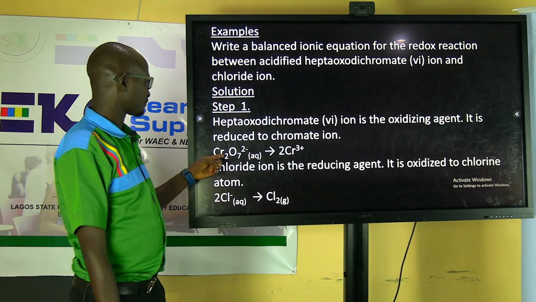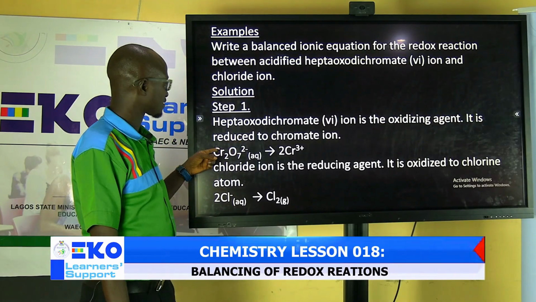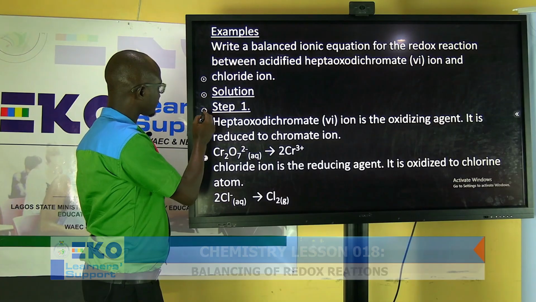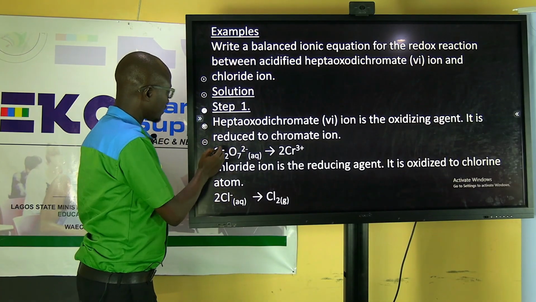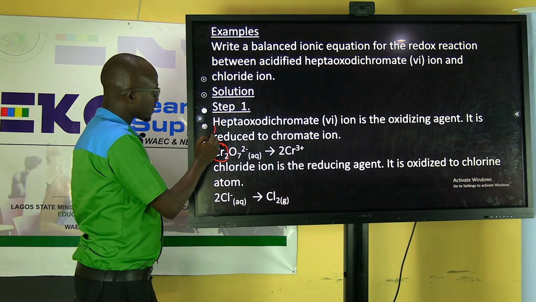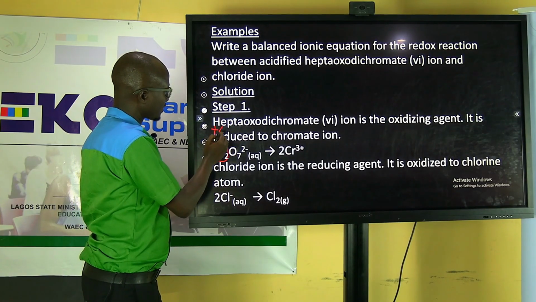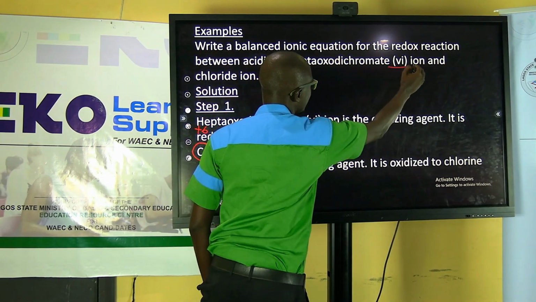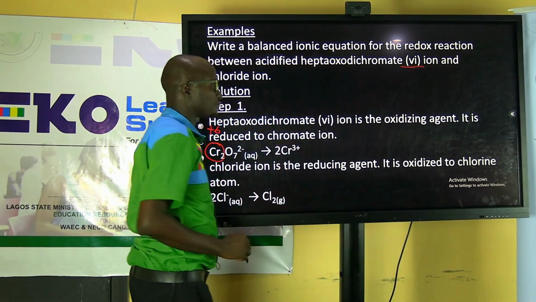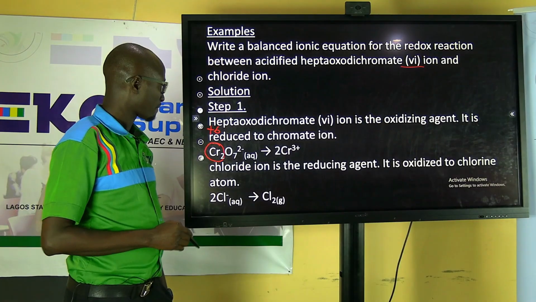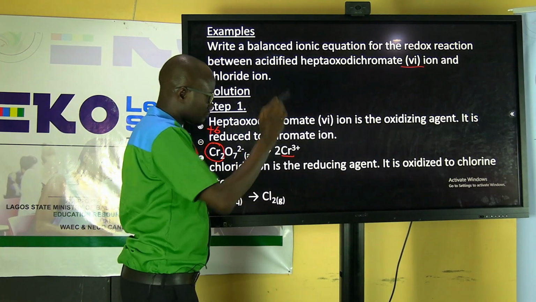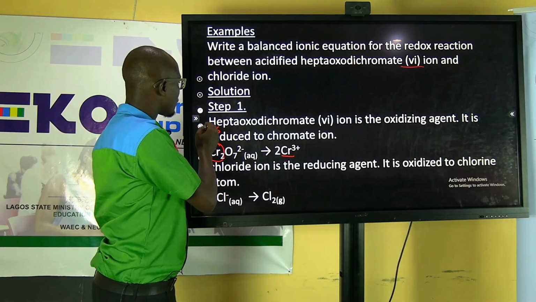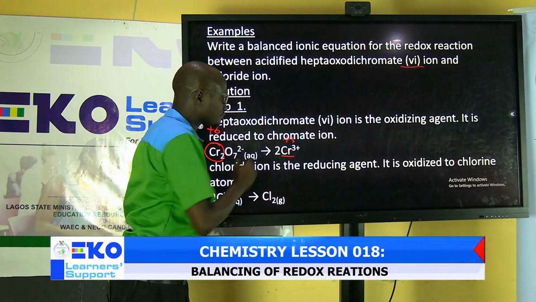Looking at it very well, this is heptaoxodichromate(VI), meaning the oxidation number of chromium here is +6. That is why it is called heptaoxodichromate(VI). That 6 is for chromium and not for any other element. While in this one, the oxidation number is already showing. It is +3. So it is moving from +6 to +3.